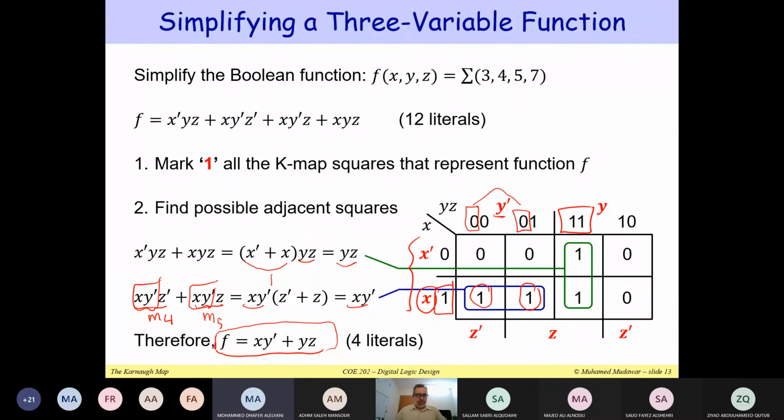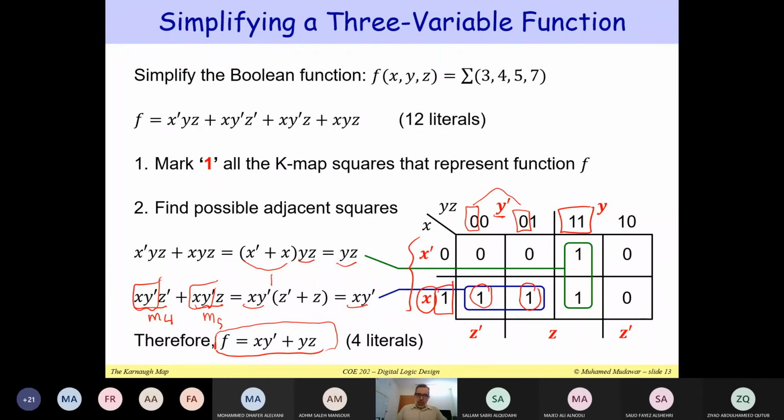Yes, Ahmed? Is there any situation, for example, where a square is alone and I can't combine it with another? Sometimes, yes. You might actually have a square that cannot be combined with adjacent ones, so you have to write it as a minterm. Yes. Okay. You might also have this kind of situation. Of course, definitely.